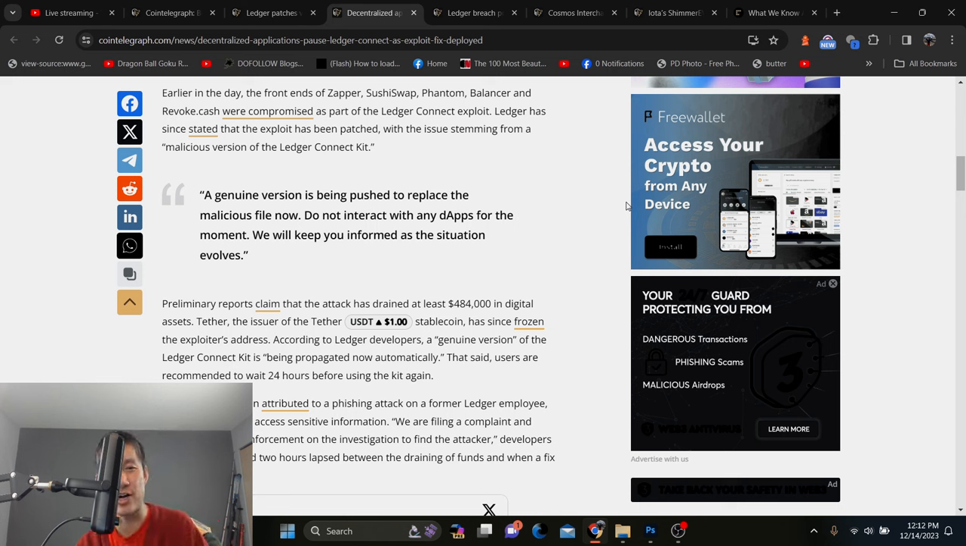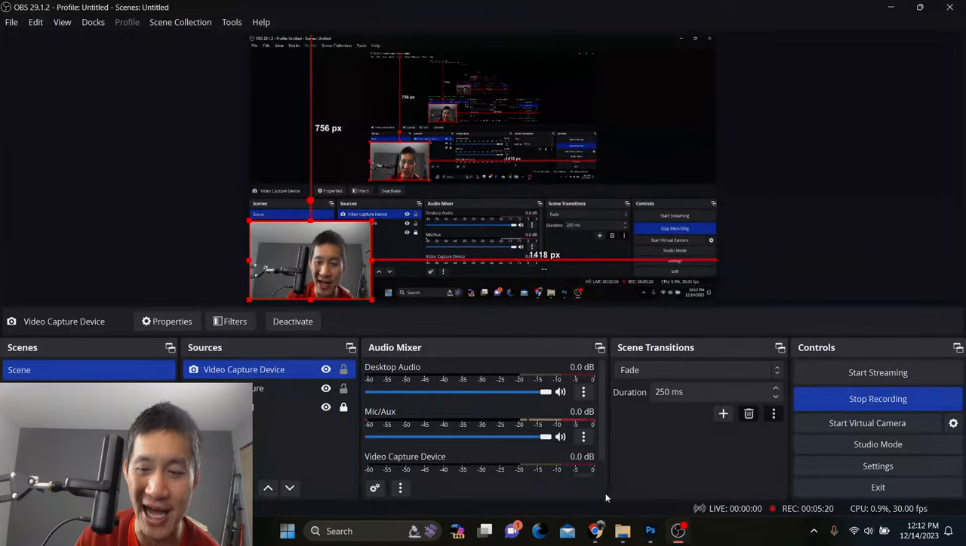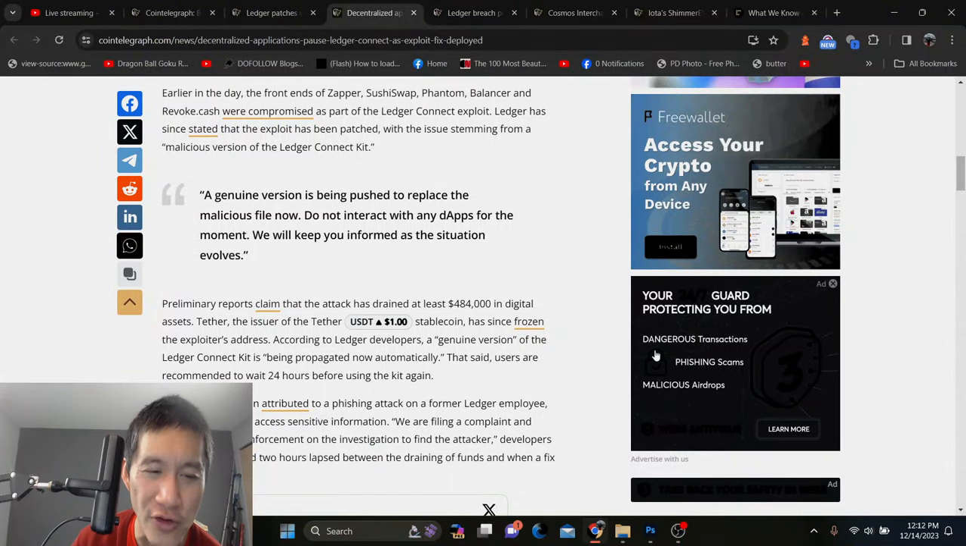And this particular article from Cointelegraph says the attack has drained at least $484,000 in digital assets. So as you can see, each subsequent report is saying more and more has been drained in terms of digital assets. Definitely not a good look for Ledger. Tether, the issuer of the Tether stablecoin, has since frozen the exploiter's address.